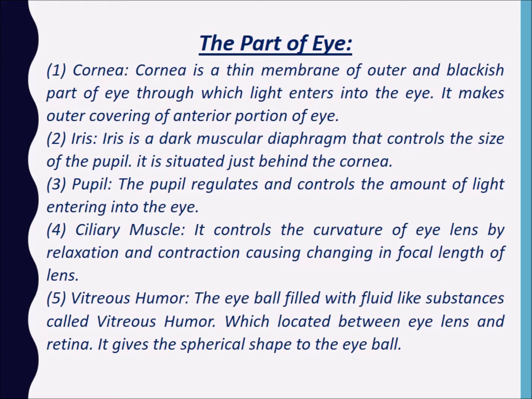3. Pupil. The pupil regulates and controls the amount of light entering the eye. 4. Ciliary muscle. It controls the curvature of the eye lens by relaxation and contraction, causing a change in the focal length of the lens. 5. Vitreous humor. The eyeball is filled with a fluid-like substance called vitreous humor, which is located between the eye lens and retina. It gives the spherical shape to the eyeball.